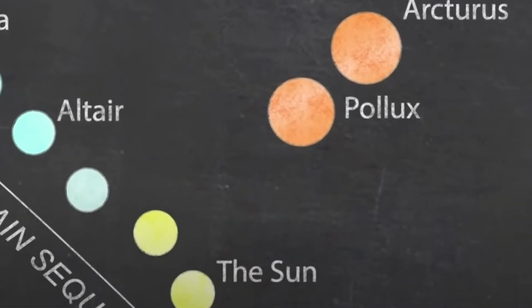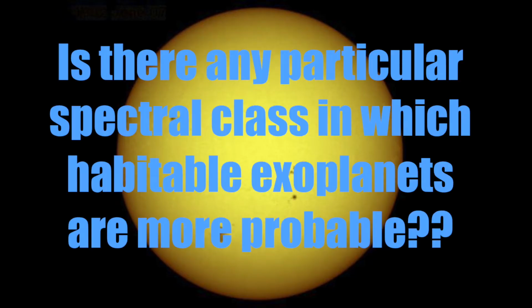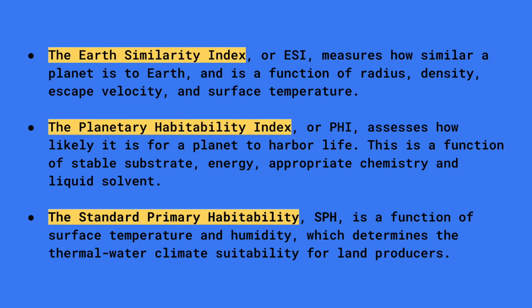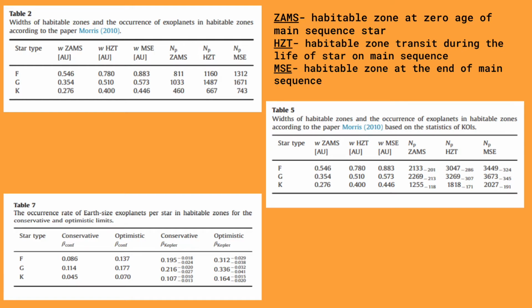The research done by Pinter, Paranova, Lux, and Pathak wanted to answer the question, is there any particular spectral class in which habitable exoplanets are more probable, with the goal of helping to determine more exoplanets with ease? Currently, there are 3 main habitability metric systems used to determine a habitable exoplanet, which are the Earth Similarity Index, the Planetary Habitability Index, and the Standard Primary Habitability. Using these equations, the researchers were able to calculate the following tables using data from previous literature by Morris in 2010 with outputs on occurrence of exoplanets in habitable zones. The data they computed is as follows.